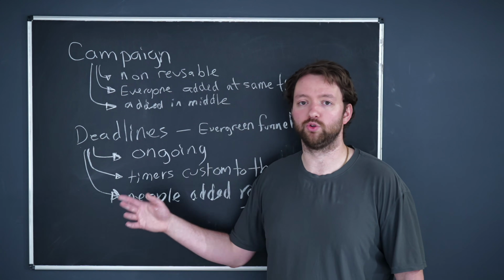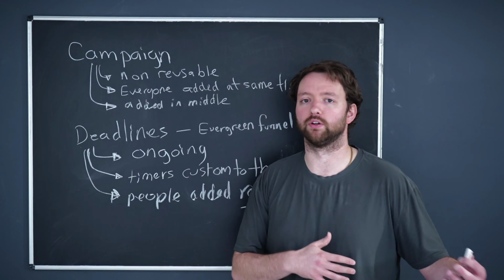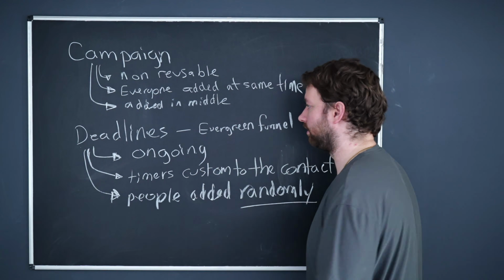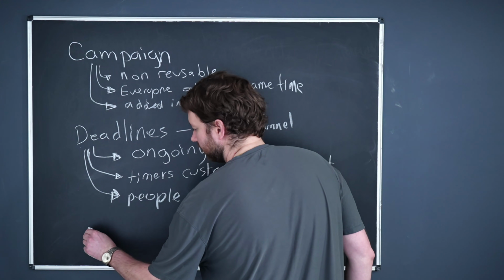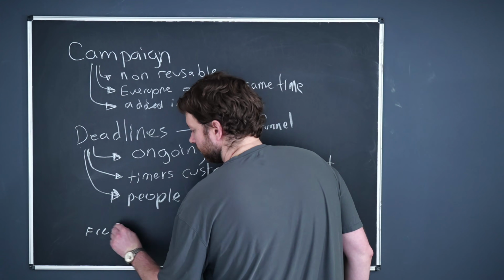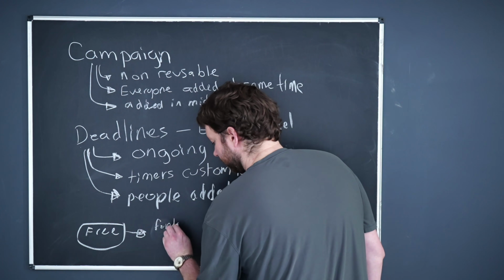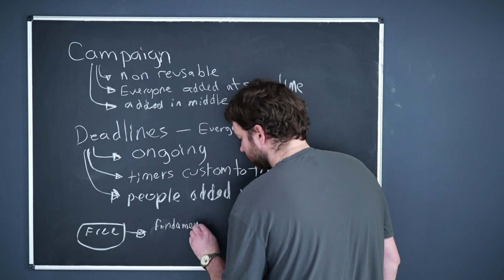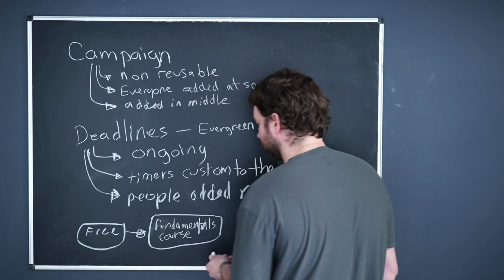Not something that's easy to do if you have to use some external software to enforce deadlines on a regular drip campaign. So I've been using deadline funnels recently for my products. So basically you have a free lead magnet. This will then enter into a fundamentals course where they have 6 days or something to make that purchase.